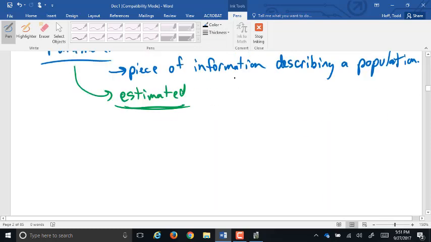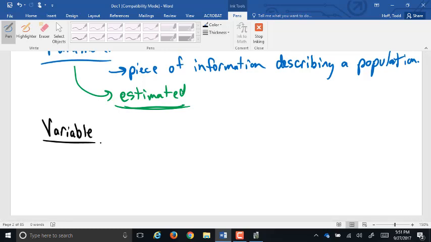When we do these studies, there is a variable involved. Now, I'm not talking about a variable like x equals 7 or anything like that. The variable is, what do we want to learn?